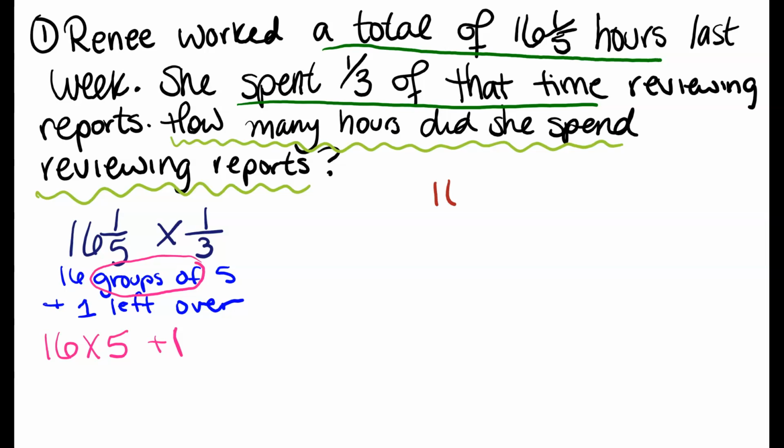16 times 5. Let's see, 6 times 5 is 30. 1 times 5 is 5, plus 3 is 8. So 80 plus 1, which is 81. Okay, erase this to give me more space. And I'm going to come right back up here.